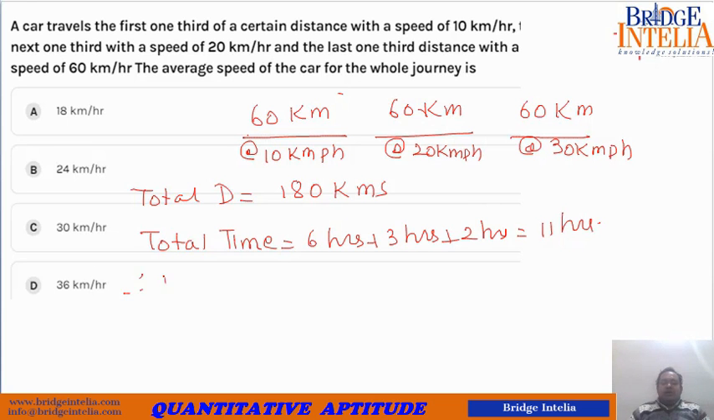So therefore average speed is total distance by total time. So 180 by 11.